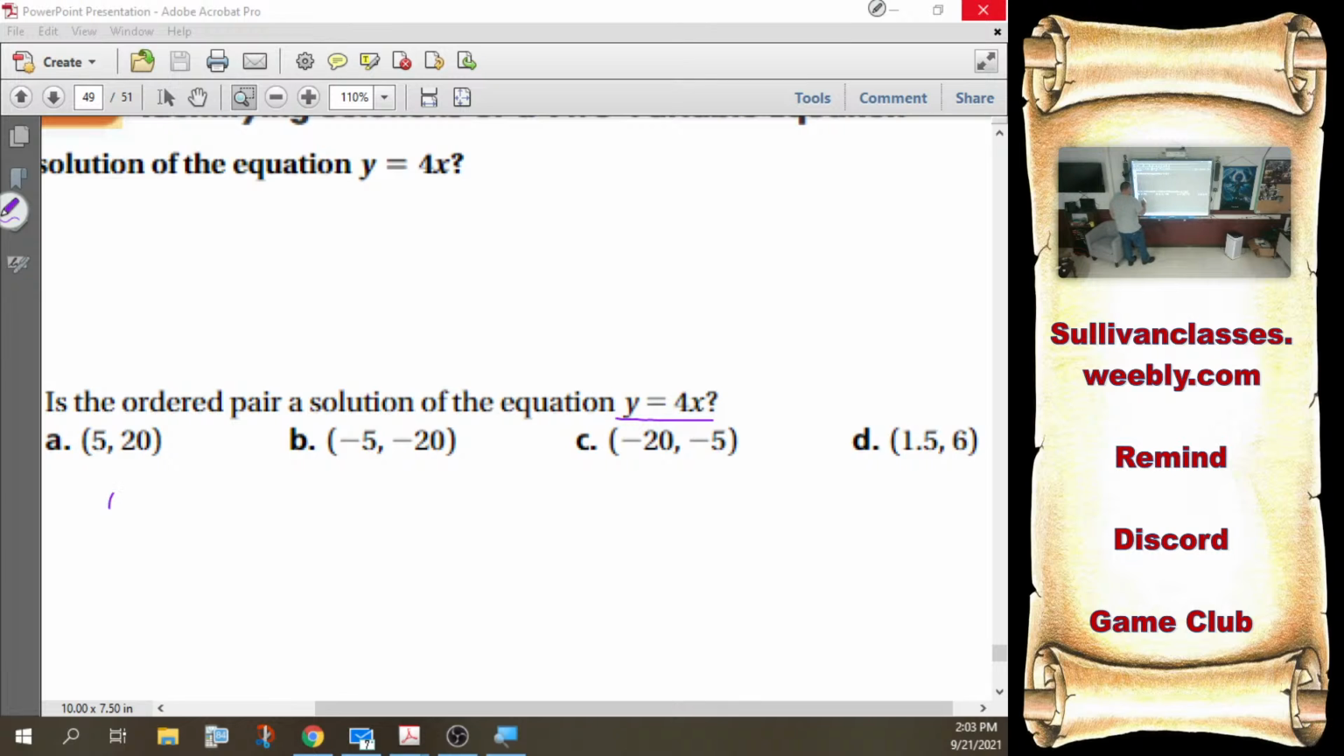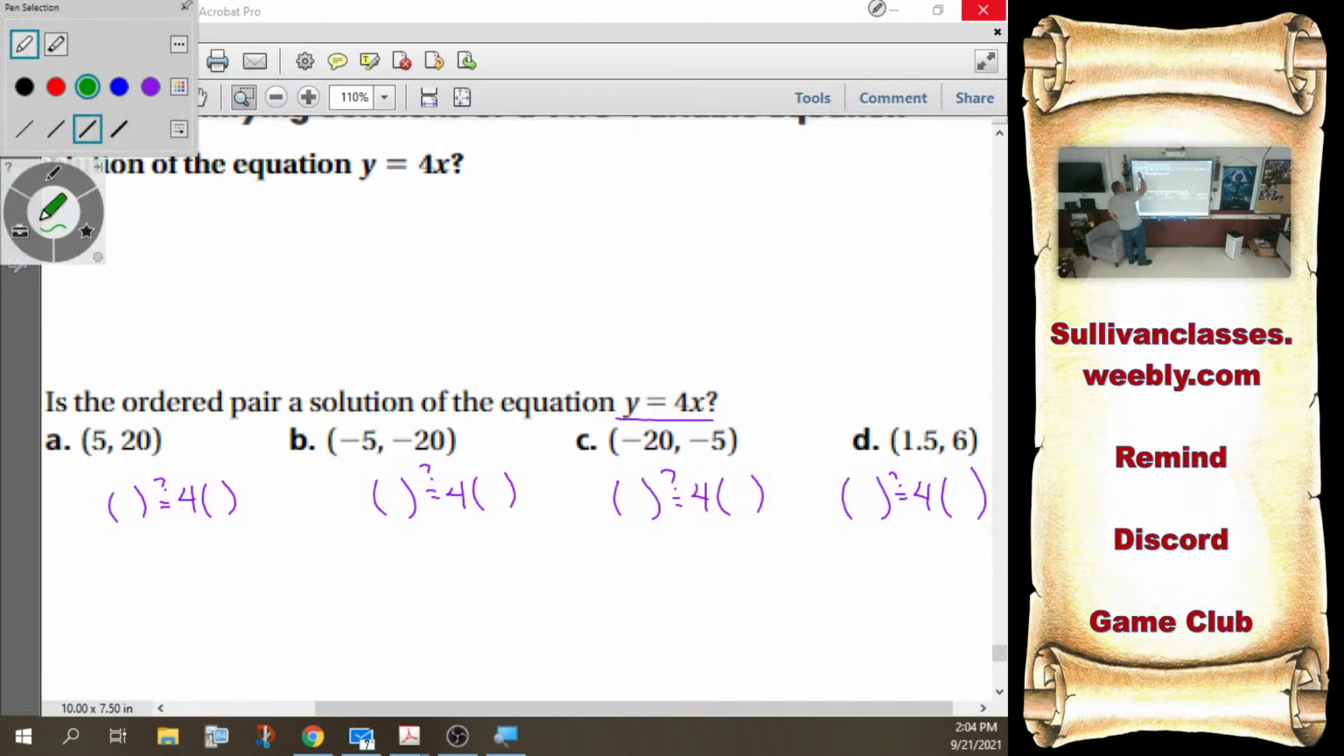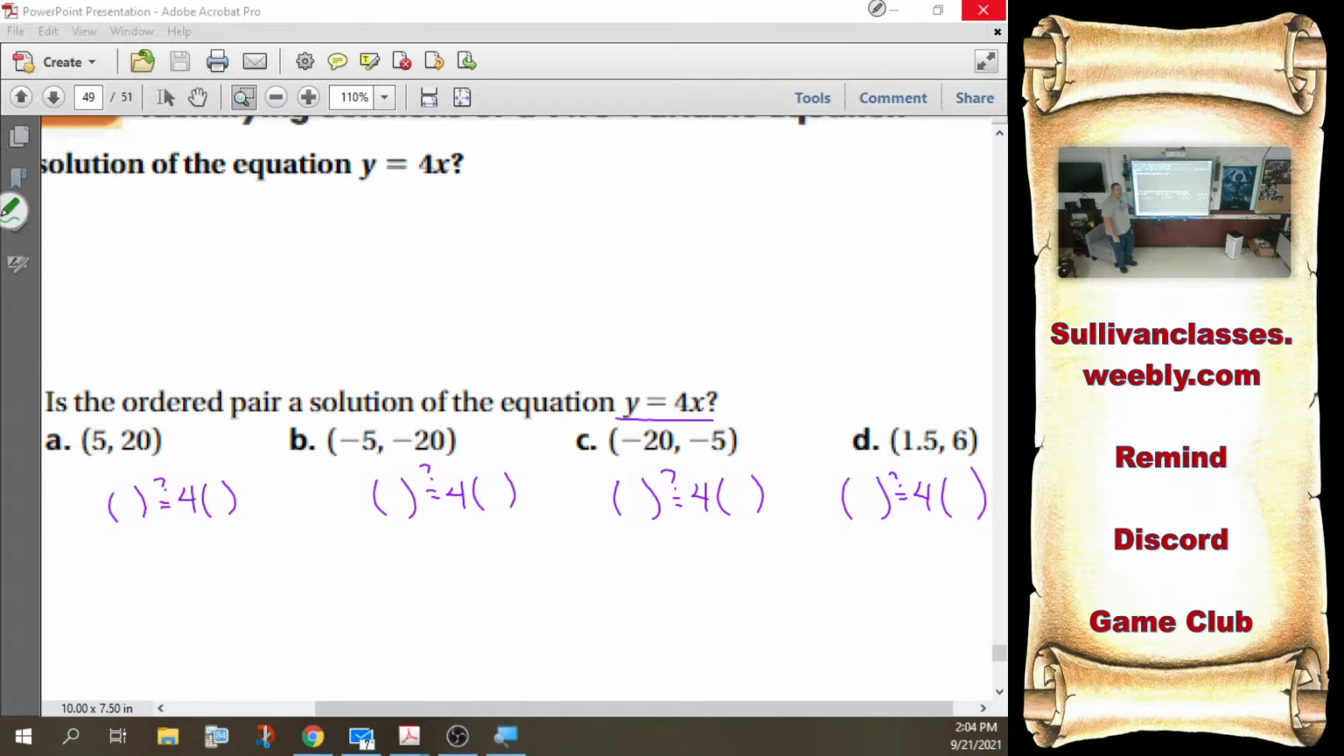So I take this and I say, does this equal this? Does this equal this? Does this equal this? Also, make sure you're plugging in the right thing to the right spot. X's go for X, not the other way around.